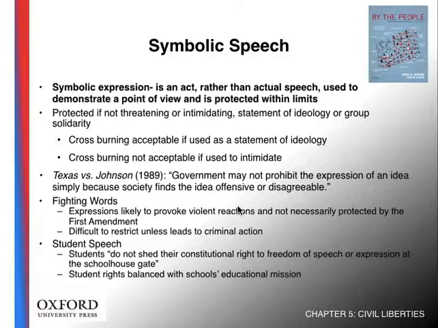Fighting words, these are expressions likely to provoke violent reactions and not necessarily protected by the First Amendment. It's difficult to restrict unless it leads to criminal action. Student speech is protected. The quote is from your book that students do not shed their constitutional rights to freedom of speech or expression at the schoolhouse gate. However, institutions have the right to make their own regulations. So some schools may make certain regulations that need to be followed.